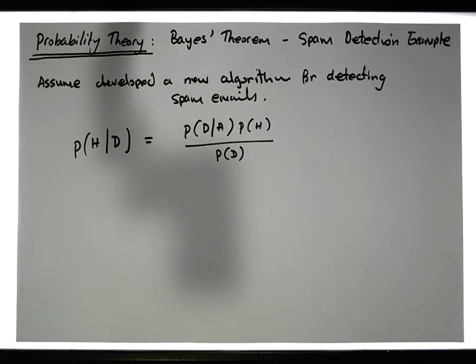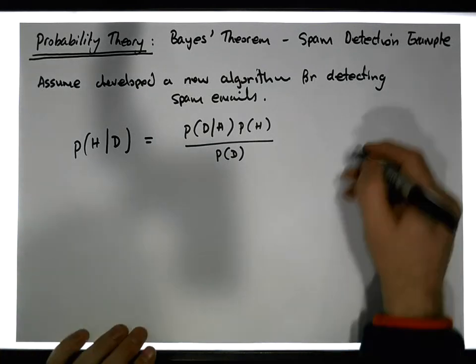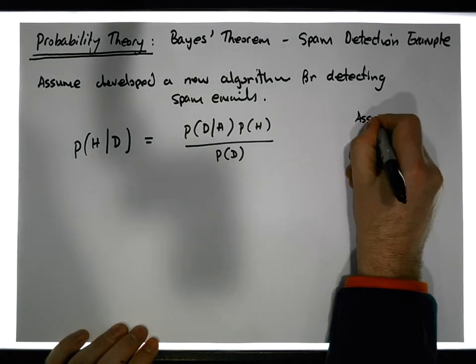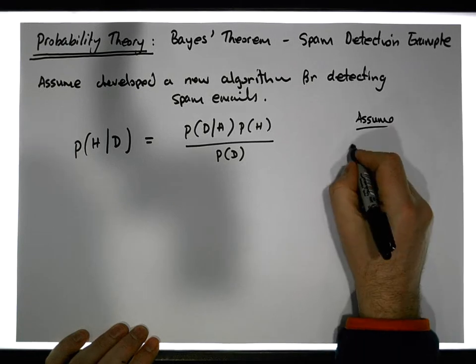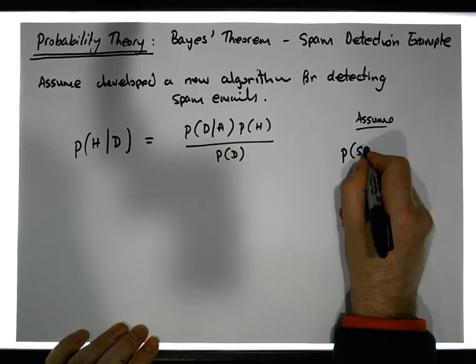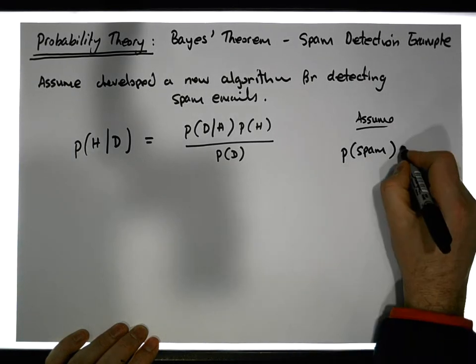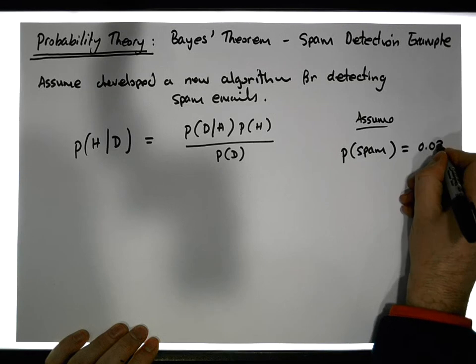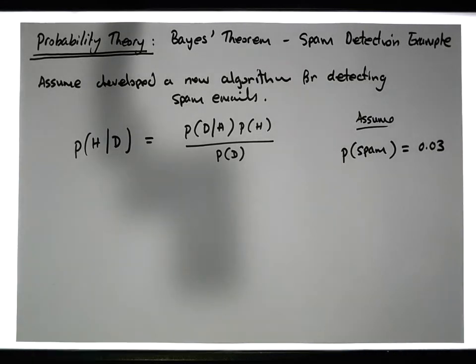So let's just assume that the frequency of receiving spam email is usually about 3% of emails that are coming in are spam emails. So let's assume the following, that the prevalence of spam emails, the probability of getting a spam email, is, let's say, 0.03. So 3 emails out of 100 will be really spam emails, if that makes sense. Let's just assume that.